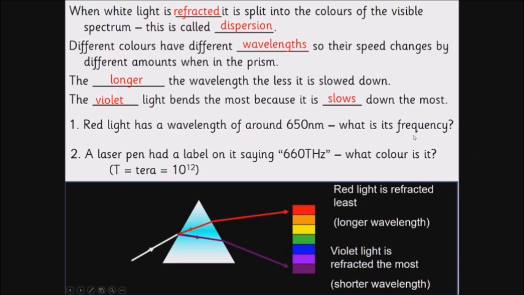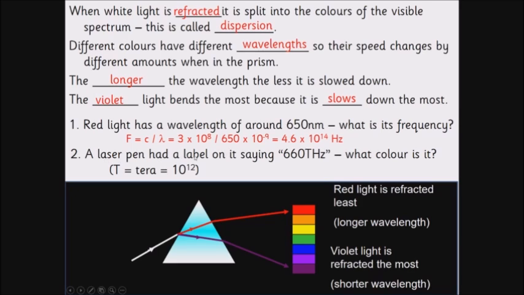So, for example, red light has a wavelength of 650 nanometers. What is its frequency? We've used this equation before. Speed is frequency times wavelength. We can rearrange that to frequency equals speed divided by wavelength. And you can see we've got 3 times 10 to the 8, the speed of light, divided by 650 nanometers to give us a frequency of 4.6 times 10 to the 14.